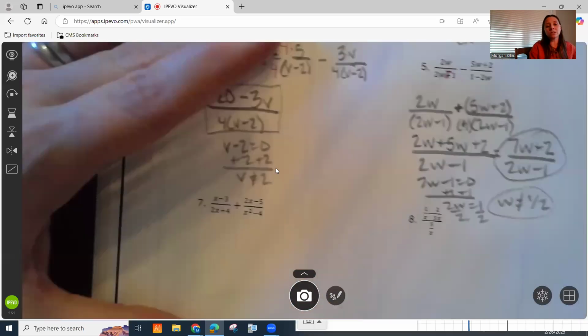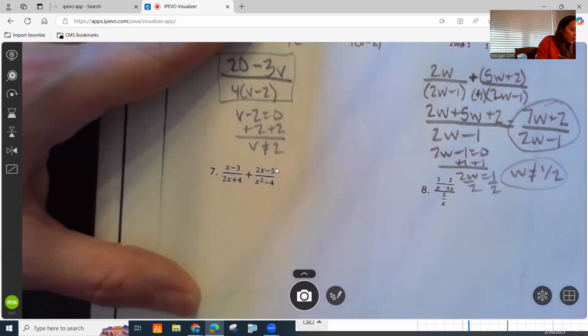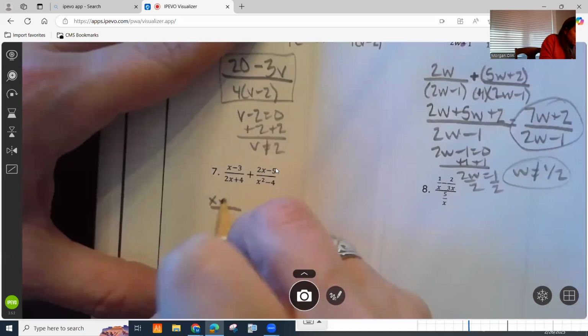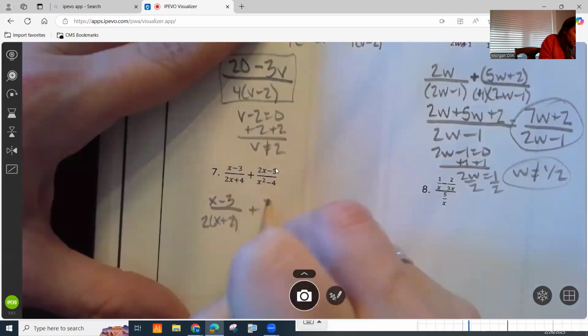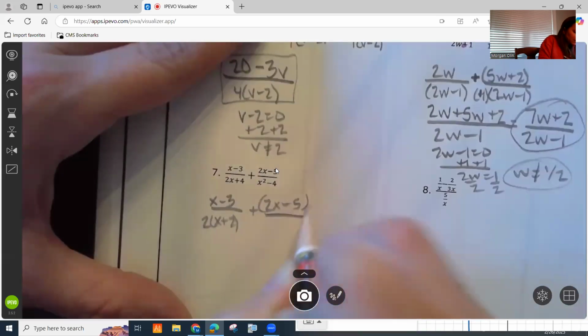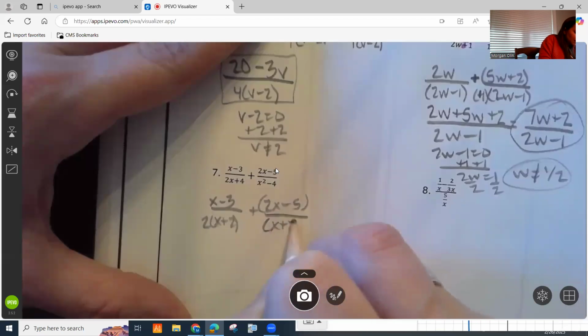All right, number 7 right here. Now, again, I see I need to factor my denominator. So 2 comes out, so that's x plus 2. All right, here, I'm going to put parentheses around that. This is x plus 2, x minus 2.